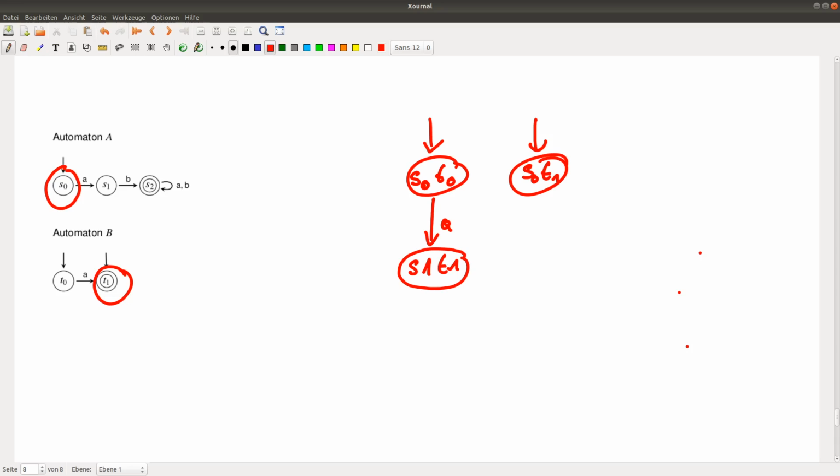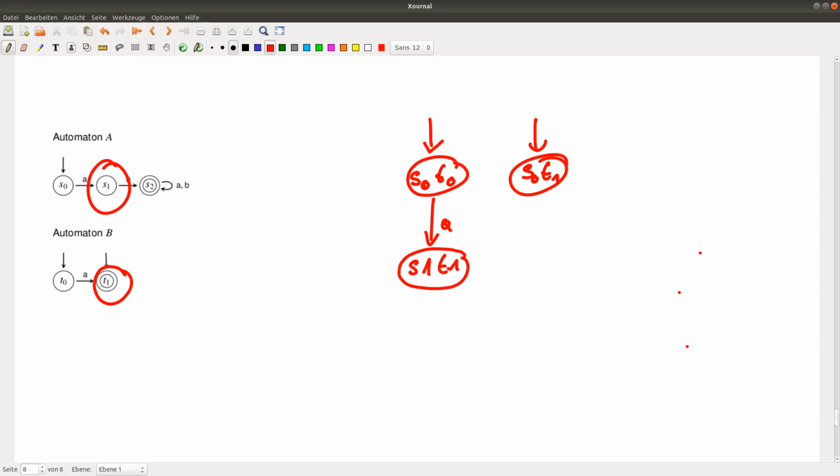S0 T1, and obviously there is nothing we can do because T1 doesn't have an outgoing edge. Finally, we consider S1 T1, and also here we cannot proceed because T1 still doesn't have any outgoing edge. Okay, so that's it. And now we have to check if there are final states.